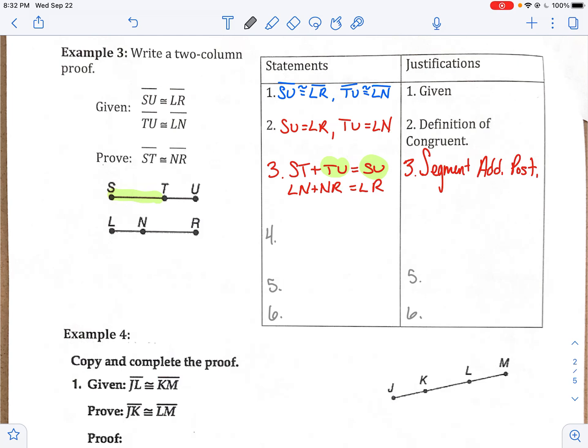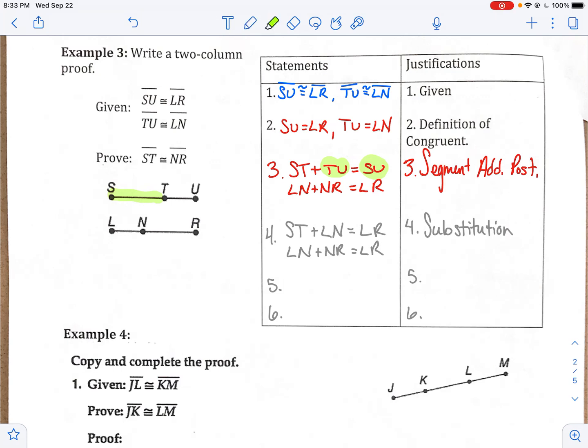So I can now say ST plus LN equals LR, and that was my top equation. Then I could say LN plus NR equals LR. And what I did there was I just substituted my known values. I substituted LR for SU because they're equal, and I substituted LN for TU.